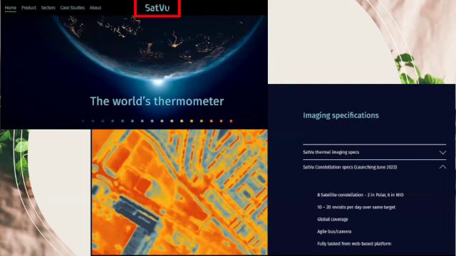They call themselves the world's thermometer, and they have a whole fleet. It's a constellation of satellites up there measuring surface temperatures 20 times a day around the whole world. I'm still looking for the catch, besides the fact that it's currently very expensive. But it does measure surface temperatures at a 3.5 meter resolution on a very frequent basis.